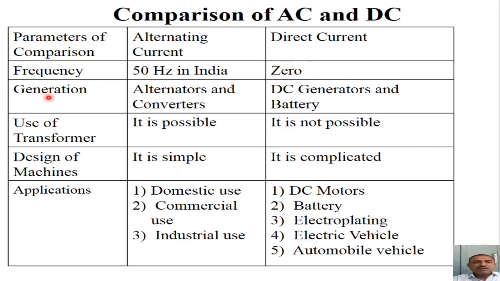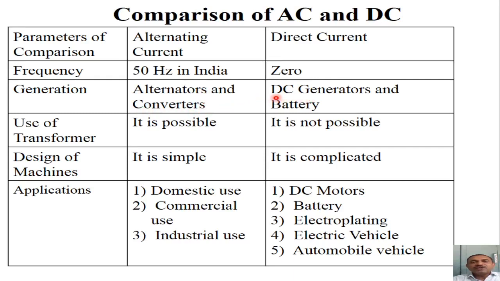Now generation, that means how the alternating current is obtained. Alternating current is obtained through the alternators which convert the mechanical energy into electrical energy, and these are located at the power stations. It can be a coal based power station, hydro power station or nuclear power station. Another way to obtain the alternating current is the use of the converter. If we have a direct current, then we can convert that DC into AC by use of converters. Both are extensively used in the industry and all applications.